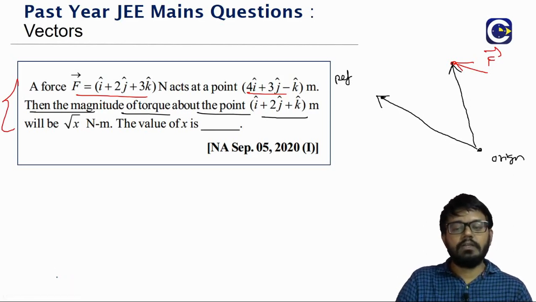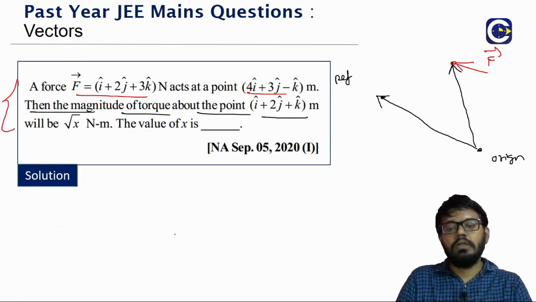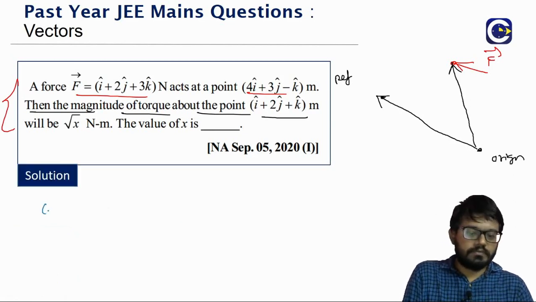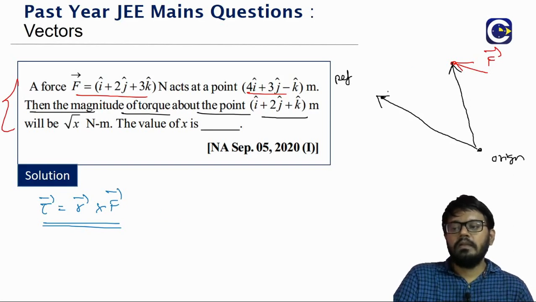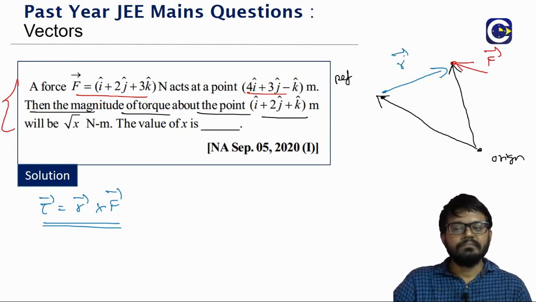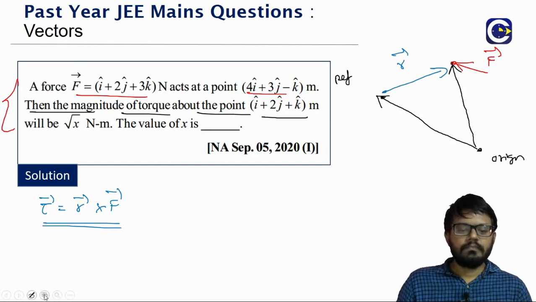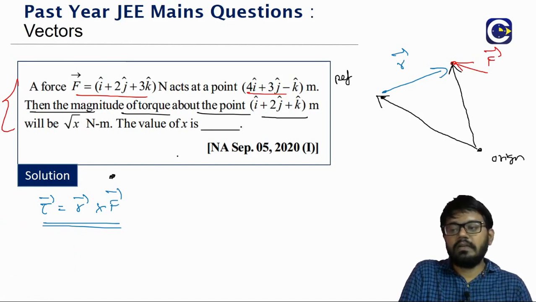Now how do you find the torque? Torque is given by the cross product. The vector notation is the cross product of r bar with f bar. What is r bar? From the reference point, if you draw a position vector to the point where the force is applied, this is our r bar. Now f bar is given to us, but this r is not given.